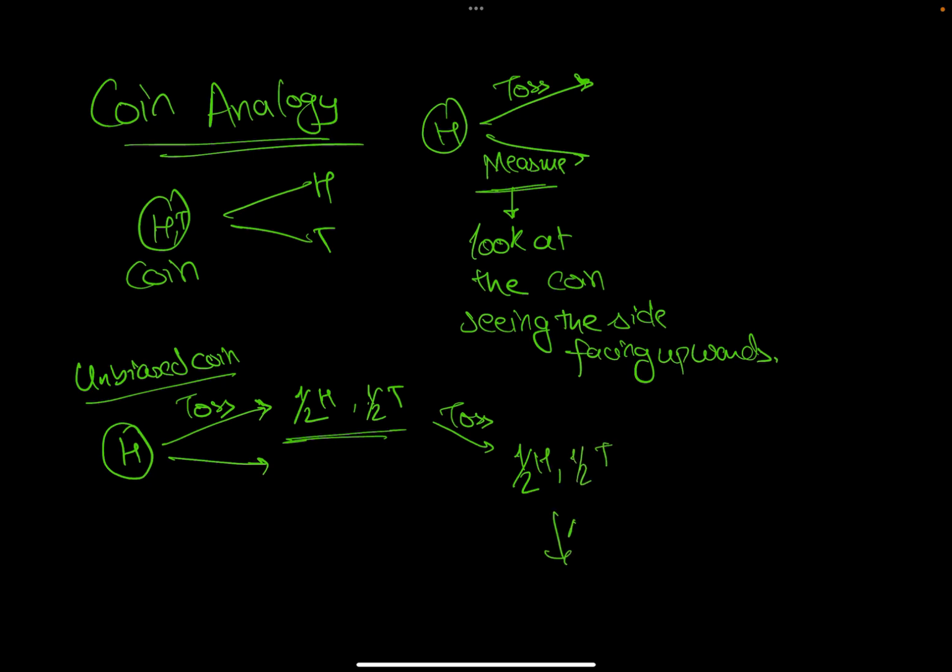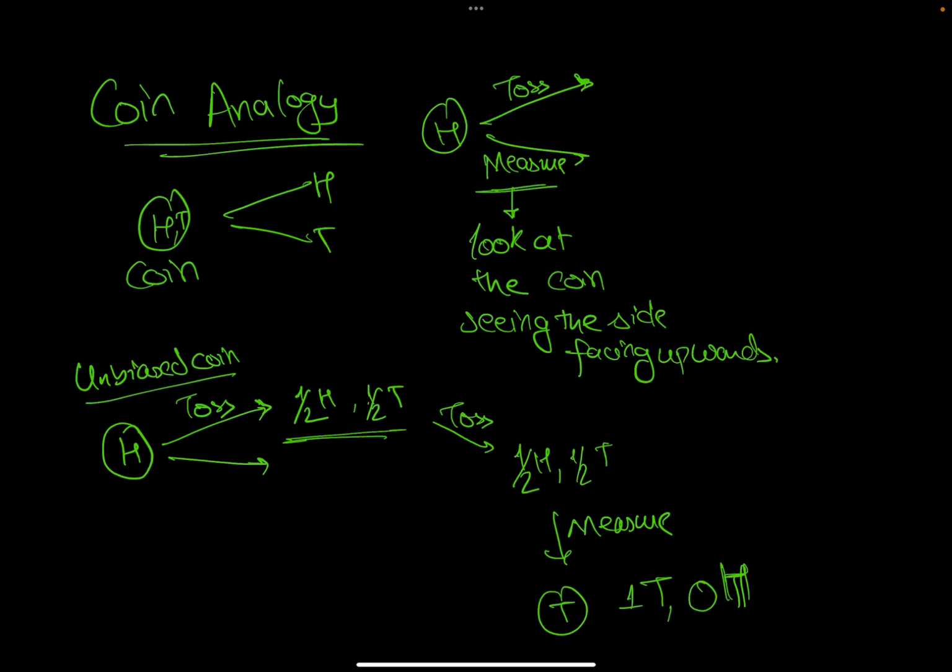Now suppose I measure the coin, and I find out that tails was facing upwards. Then the state of the coin is tails with probability 1 and heads with probability 0. This is what is happening here. So as I said, with an unbiased coin, we can either toss the coin or measure the coin.